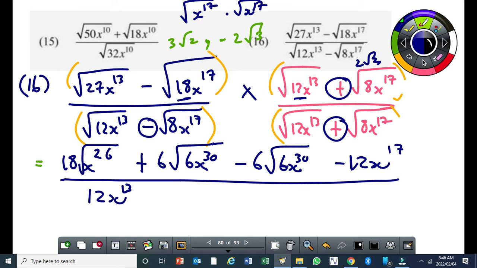Okay. This one here, it can be simplified. Don't worry, we'll simplify it. And that one will be simplified, this one will be simplified. So we'll take the x's out. But we'll write that one as it is.